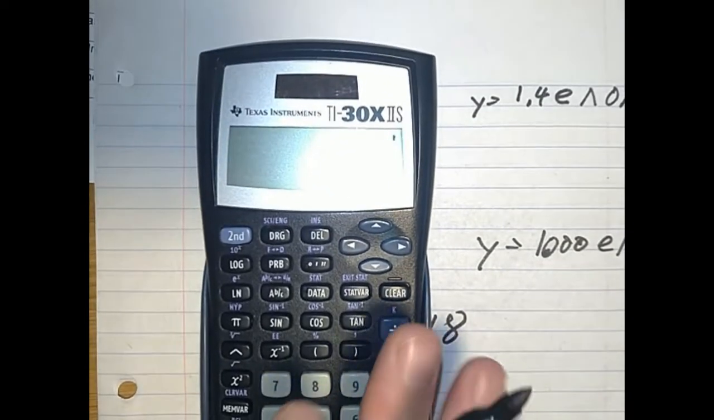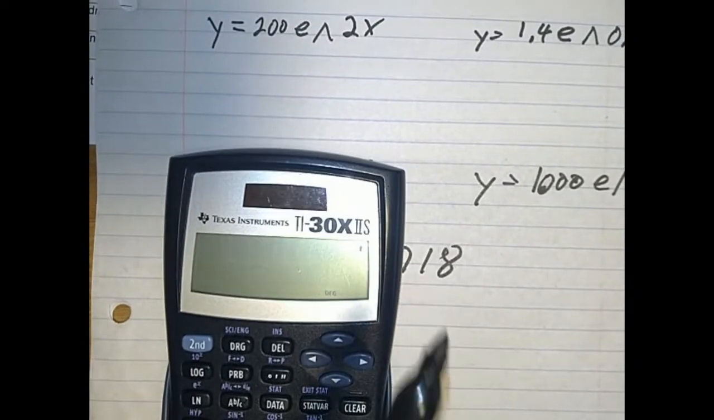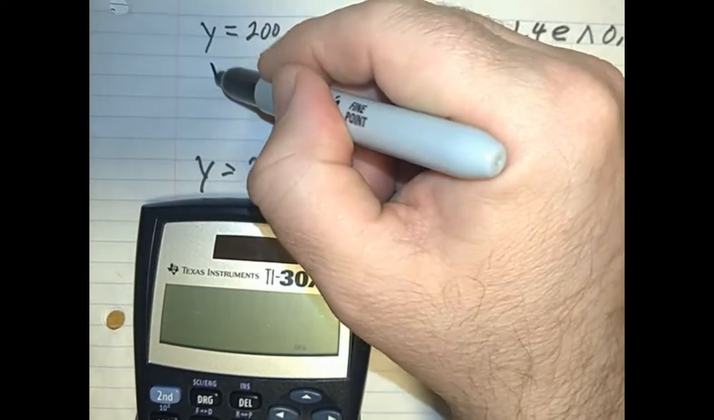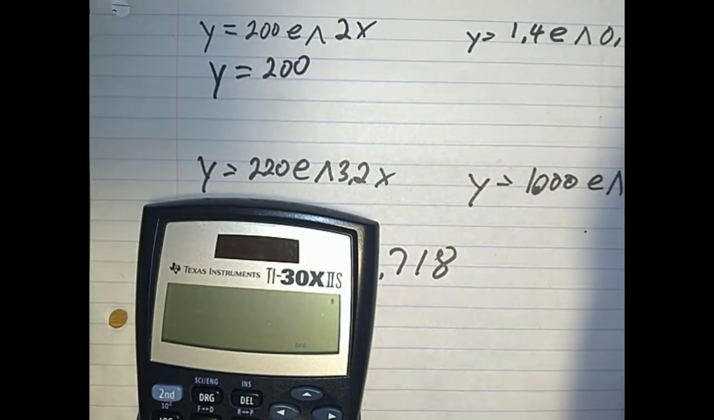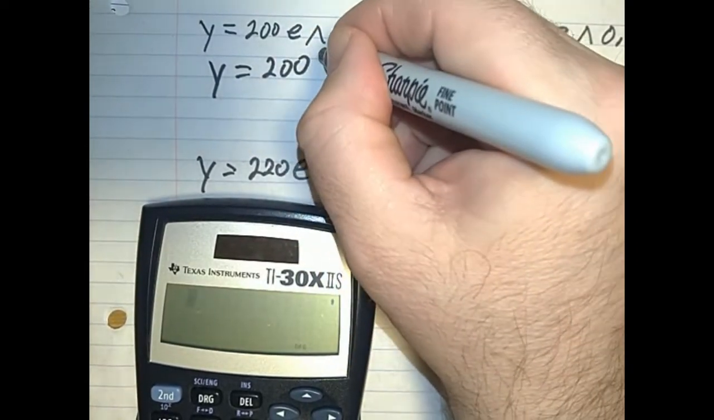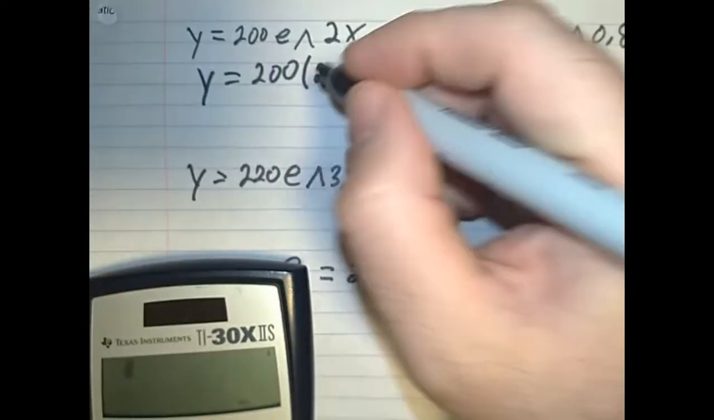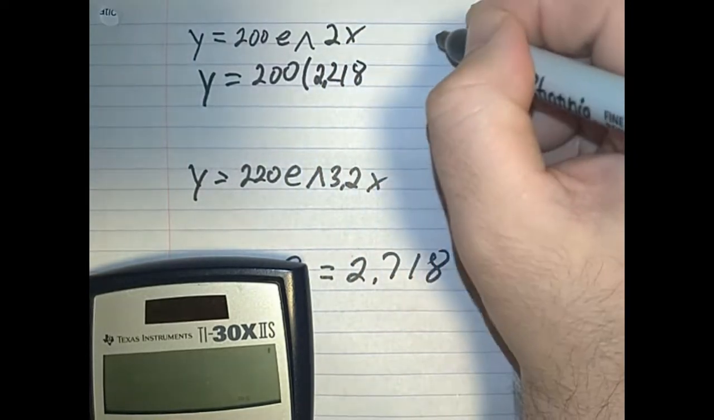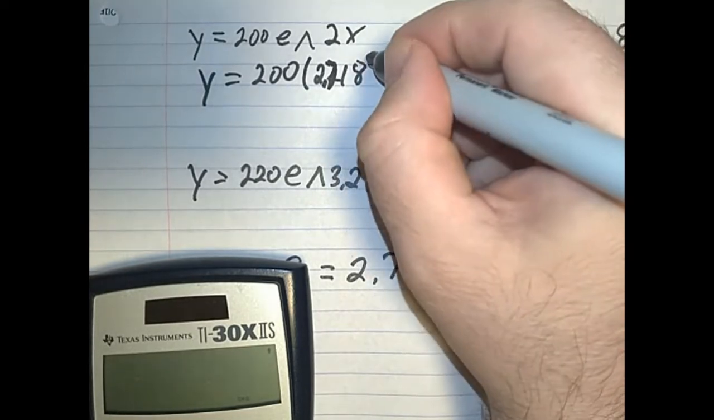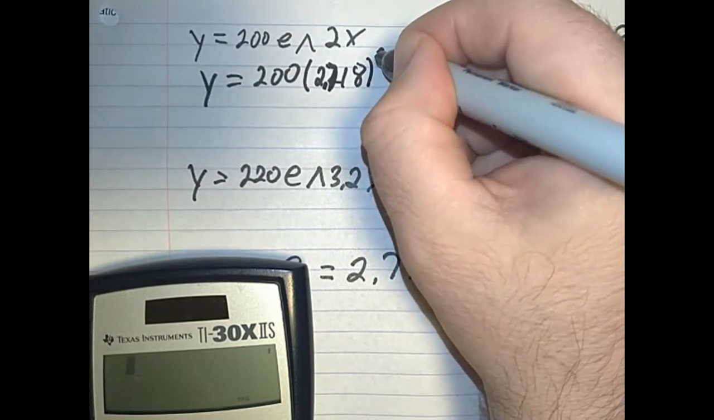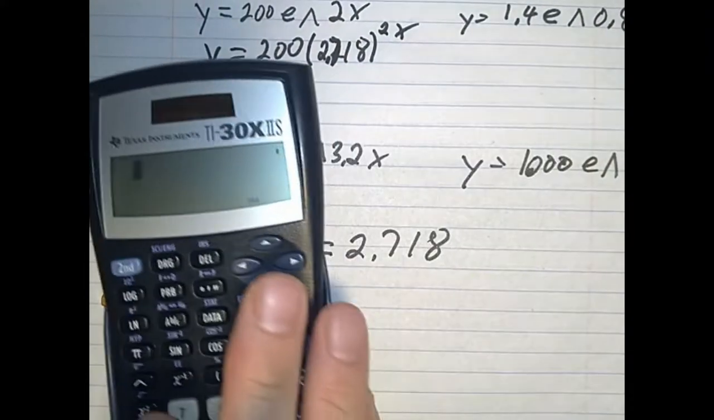Like this one here has the E button. It's right here. So let me show you the first one. This is how you would write it: y equals 200, and if you wanted to, you can put a bracket here and write 2.718 to the exponent 2x.